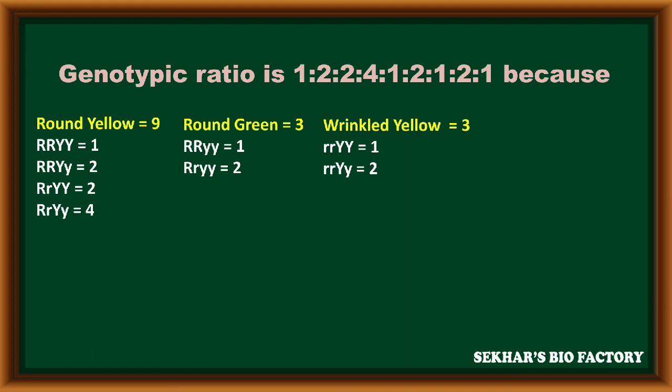Wrinkled yellow phenotypic combinations are 3. In this, small r small r capital Y is equal to 1, small r small r capital Y small y is equal to 2. Totally 3 individuals. But finally, wrinkled green is only one with small r small y. So when we calculate the genotypic ratio in this way, we get 1 is to 2 is to 2, 4 is to 1 is to 2, 1 is to 2 is to 1 as a genotypic ratio. In this, both genotypic ratios are correct, but we have to take it in a proper way.